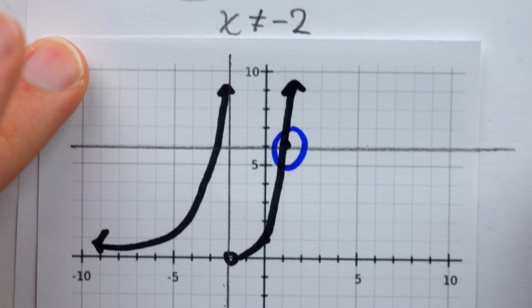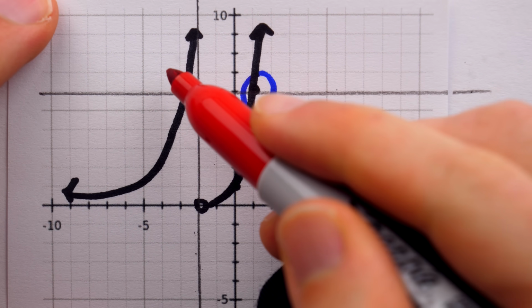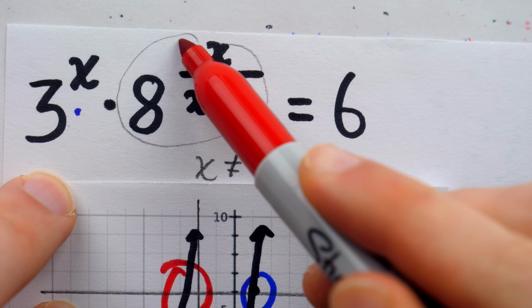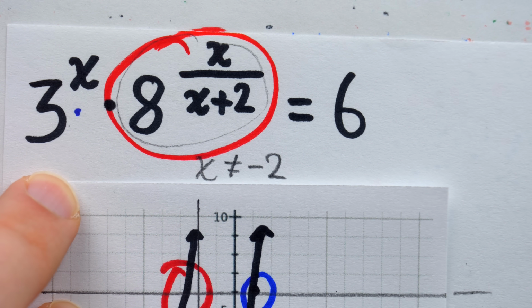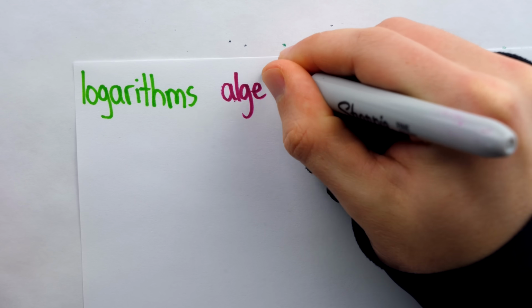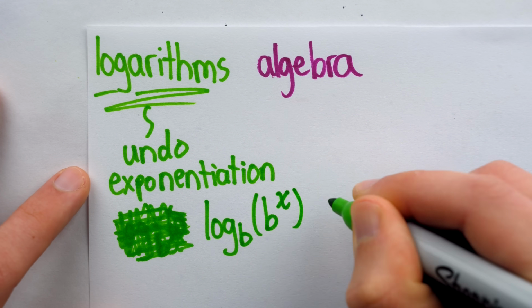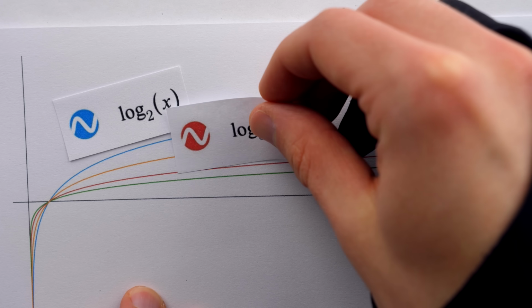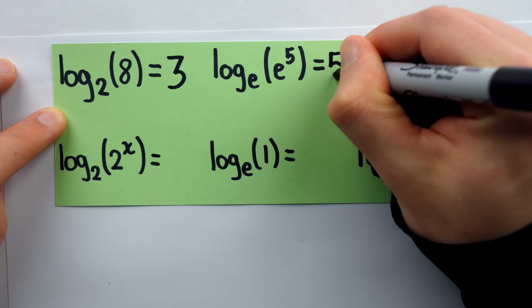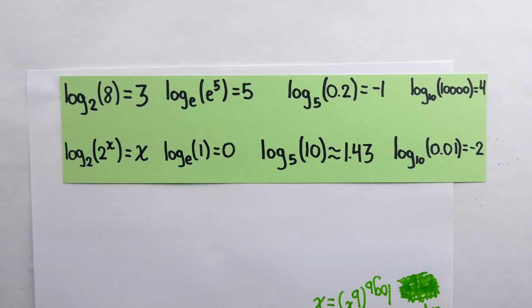One is that x equals 1, essentially due to the 3 to the x factor, but how do we find the other one that's popped up due to the 8 to the x over x plus 2? One option is to use logarithms and algebraic brute force. Logarithms, for the uninitiated, undo exponentiation. There's a log function for every positive base other than 1, and each function will output the exponent its base would need to equal the input.